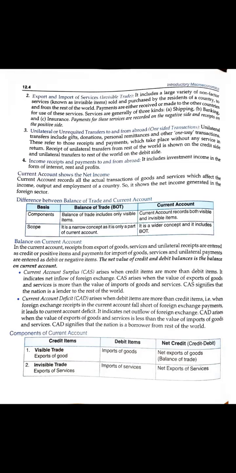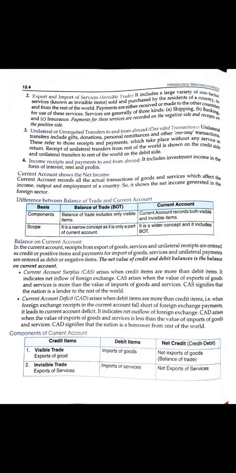Negative side means what? Debit side or credit side? What is negative? Anyone? Payments means it's a debit. Yeah, payment in the sense it's a debit. What do you mean by a positive side? Anyone? Credit side. Okay, fine.